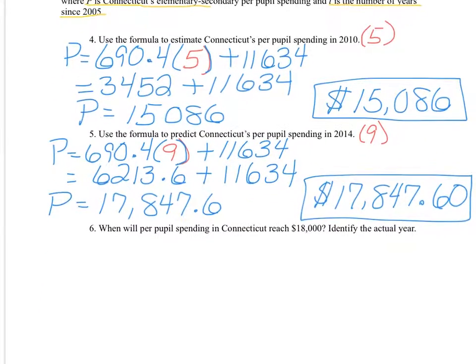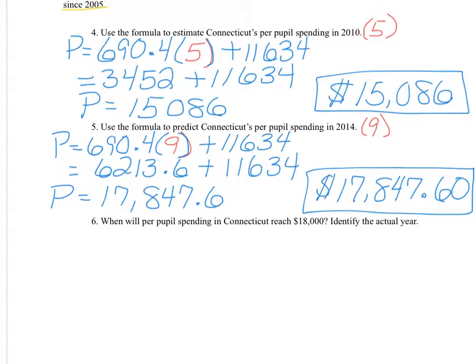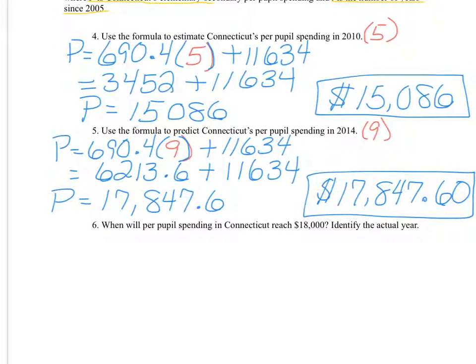Okay, moving on to number 6. When will the per pupil spending in Connecticut reach $18,000? Identify the actual year. Remember, $18,000, that's P. So we're putting that where P is. And then at the end, we have to figure out what year that is. So we have to add it on to 2005.